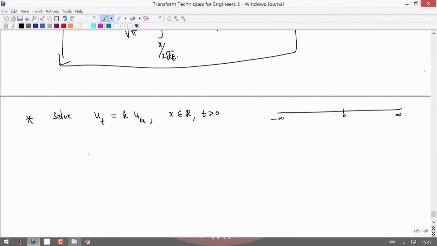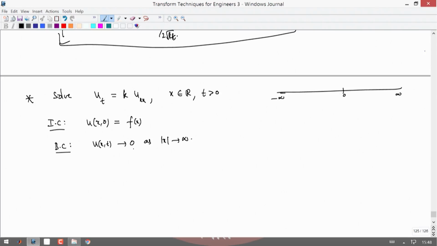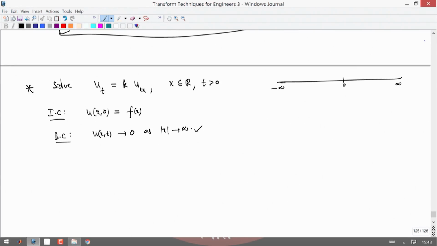Suppose initially the infinite rod has a temperature, and you provide some f of x as your initial condition. There is no boundary, so at infinity it has to be bounded. Physically, at infinity you can expect the temperature to be 0. So u of x, t goes to 0 as mod x goes to infinity. Both the infinities it has to go to 0. You have two boundary conditions here, and this is the initial condition.